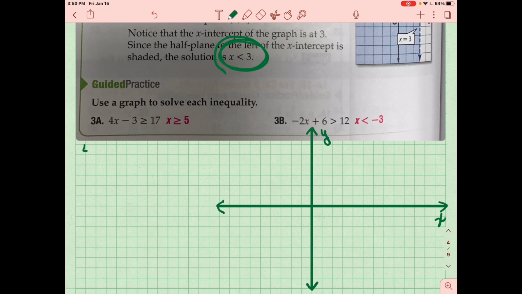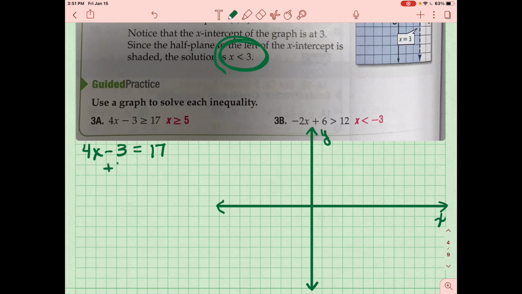So let's see if we can do this. We have 4x minus 3 is, let's just pretend it's equals because we're kind of using this to solve. And we could just go ahead and solve it. I don't know exactly why you would do this. I think you would normally, to be honest, just solve it the way we've been solving it and then graph it if you need to graph it. But we're going to do it exactly the way they want us to.